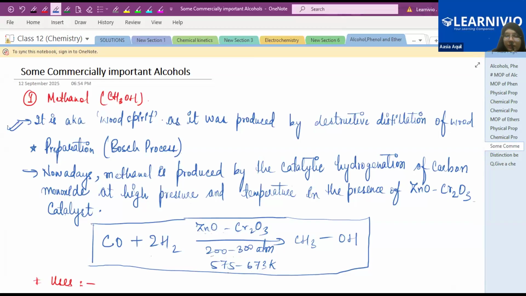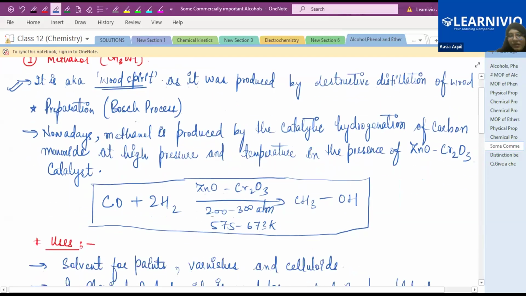Okay, because in ancient times, this methanol was prepared from wood, by a destructive distillation process. It was historically produced as a byproduct of the destructive distillation of wood. That's why it is called wood spirit. Methanol is also known as wood spirit.